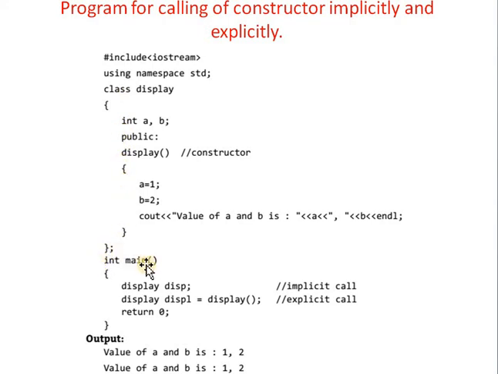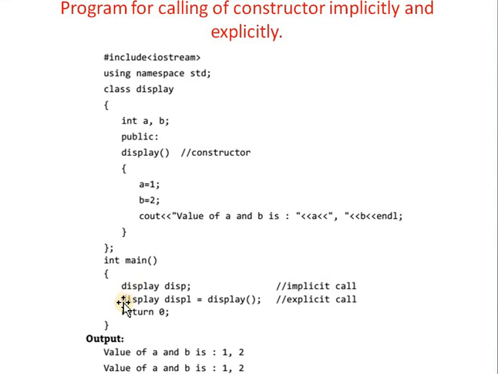Then in the main function, constructor calling is shown. There is first Display disp, which means an object of the class gets created. So it is an implicit call, because in the implicit call it does not show the name of the constructor in the program. The values of the variables get constructed at the time of object declaration. Here we declare the object, so values are automatically constructed in the implicit call to the constructor.